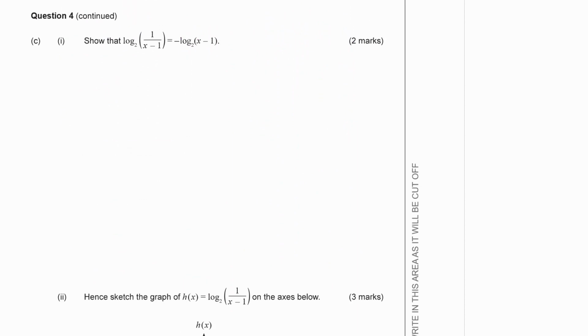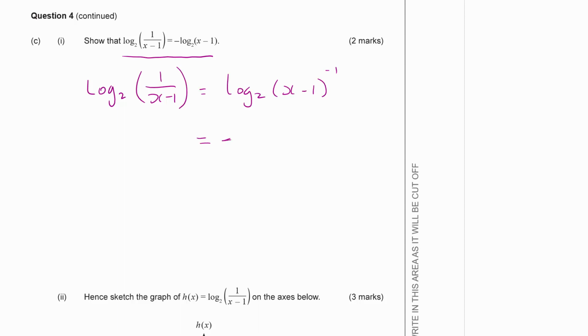So we continue on to another page here. We want to show this. So we've got log to the base 2 of 1 over x minus 1. Well, we know that that's log to the base 2 of x minus 1 to the negative 1, just using an index law. And then using a log law, that's negative log to the base 2 of x minus 1. So that was very straightforward.